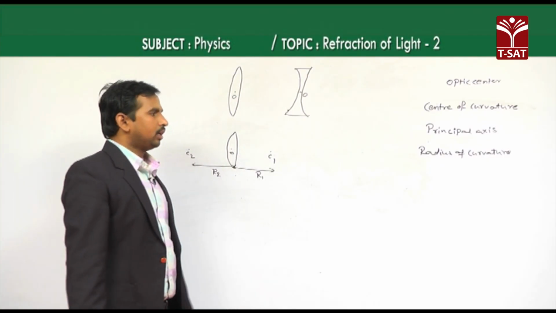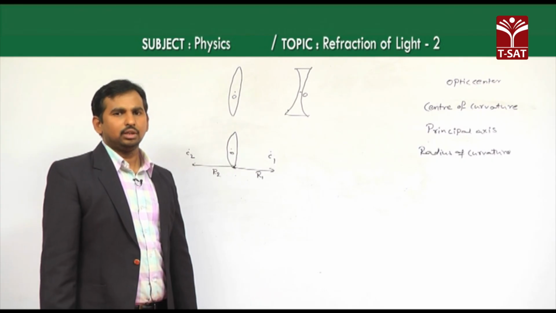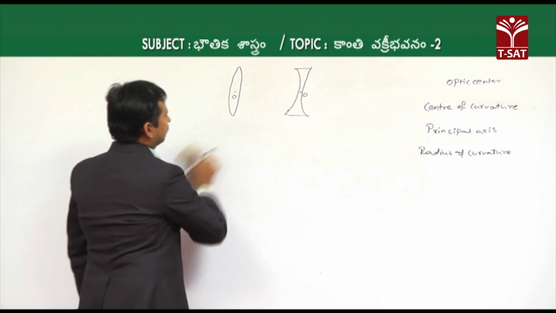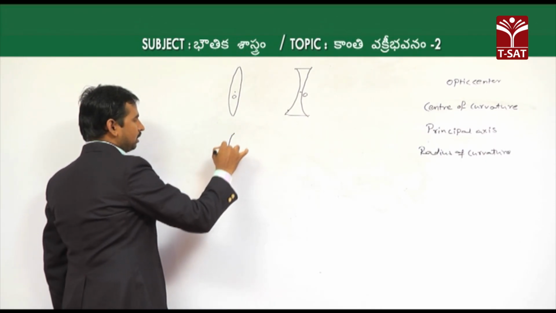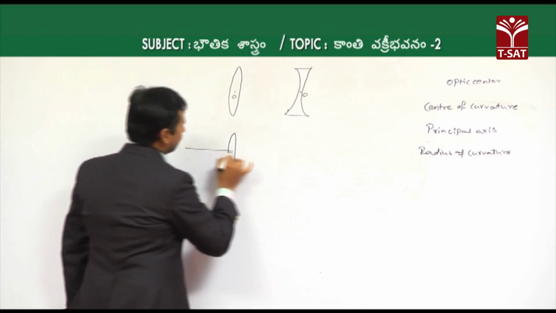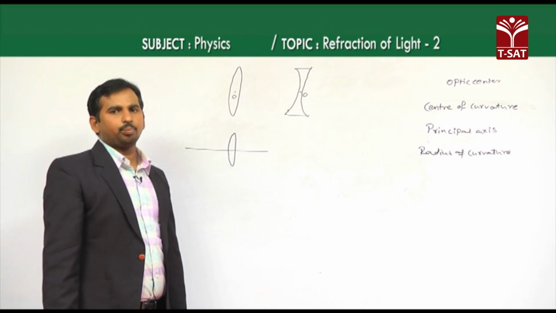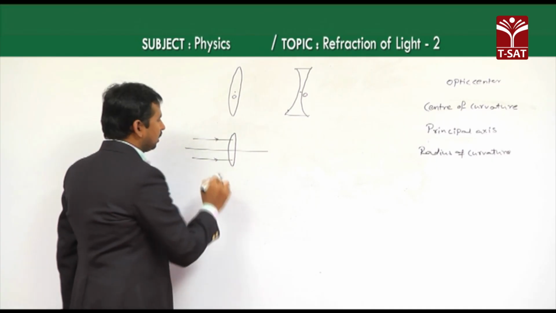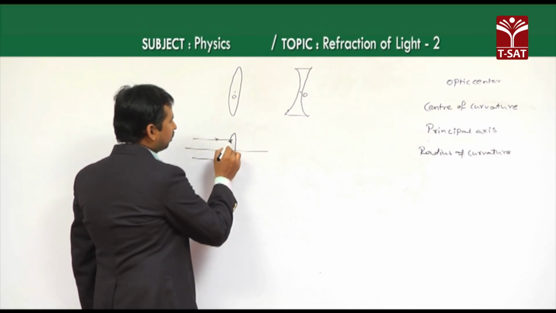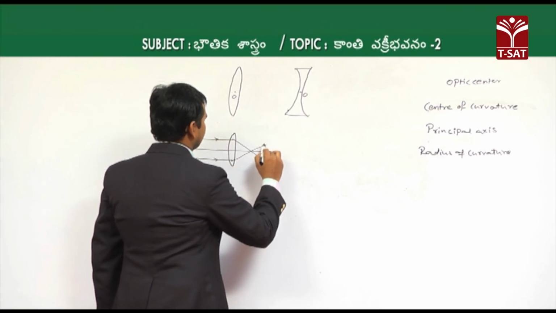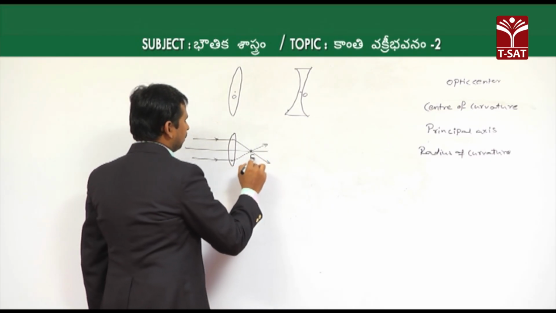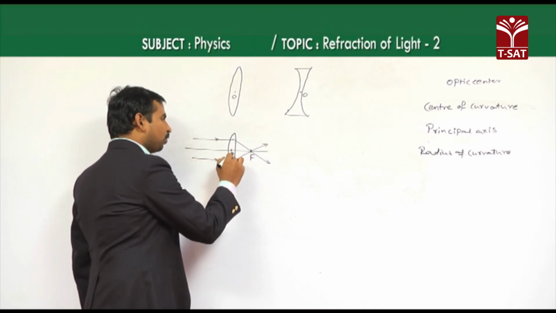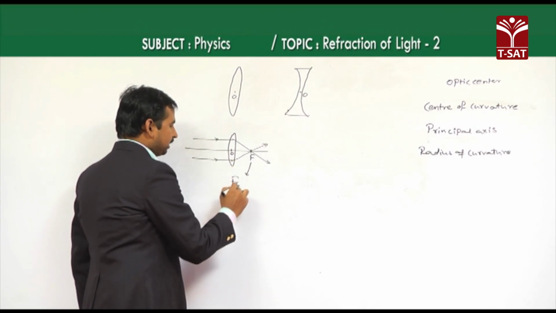The next one is the focus, or principal focus. Whenever you take a convex or a concave lens and a parallel beam of light rays is incident on this convex lens, after refraction the light rays meet at a point. This we call the focus F, also called the focal point.